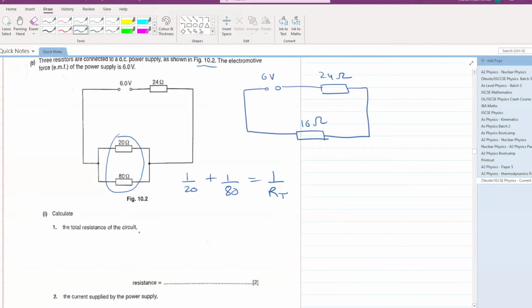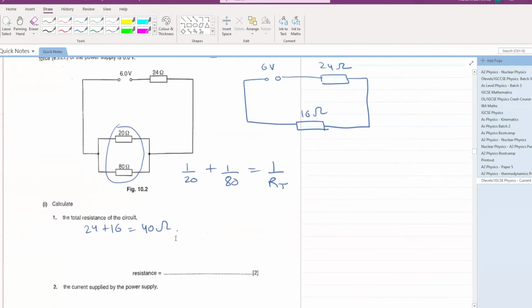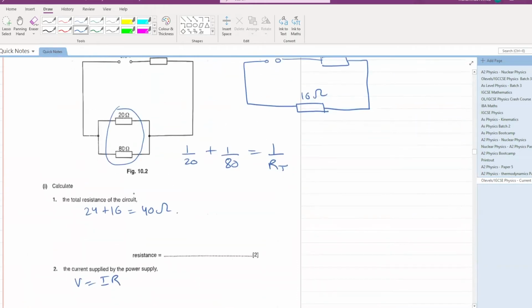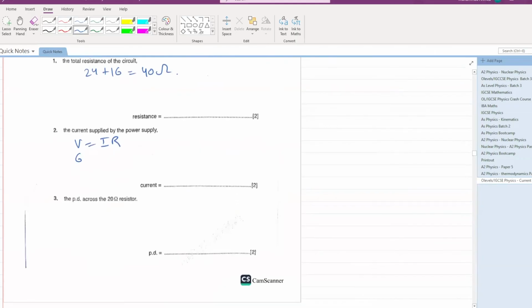Okay, let's further move ahead. You have to calculate the total resistance. Total resistance is 24 plus 16, that is 40 ohms. Next, the current supplied by the power supply. How can you calculate the current? Very easy. Voltage is equal to IR. Voltage is 6 and total resistance is 40. Divide both of them. 6 divided by 40, your current comes out to be 0.15 ampere. Next, the potential difference across the 20 ohm resistor.